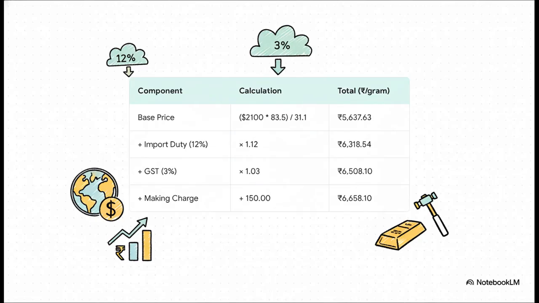Let's actually see how this plays out with our numbers. We start with that base price, which was around 5,600 rupees. Then we add a 12% import duty, bam, we're already over 6,300. Next, we slap on a 3% GST, and that pushes us up to about 6,500. And a final making charge takes us to our final retail price of over 6,600 rupees a gram. It really shows you how fast all those little things add up, doesn't it?